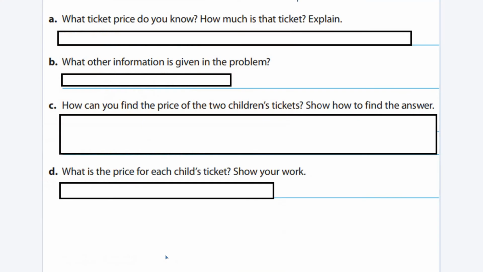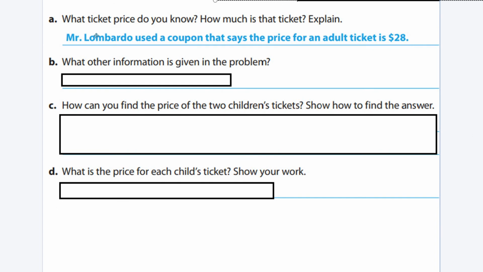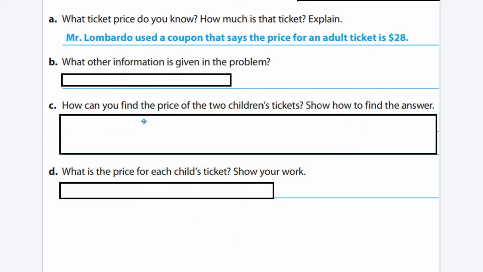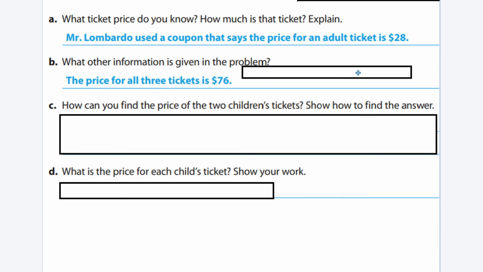Well, let's look at question A. Question A says, what ticket price do you know? How much is that ticket? Explain. Well, you should know that Mr. Lombardo used a coupon that says the price for an adult ticket is $28. That was given right here. This is the coupon. Okay, it's $28. Question B. What other information is given in the problem? Well, we know that the price of all three tickets is $76. So think about that.